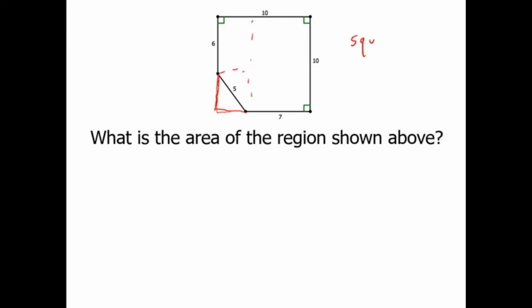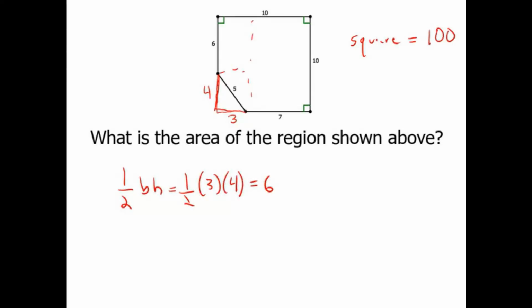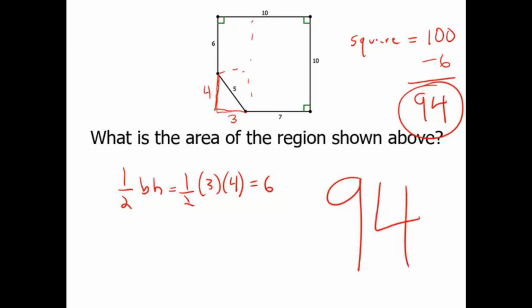So the square is 10 times 10, so the square has an area of 100. Well, what's this little area here? Well, this length is 10, this length is 6, so this is 4. Top is 10, bottom is 7, so this is 3. This is a 3, 4, 5 triangle. The area of a 3, 4, 5 triangle, 1/2 base times height, 1/2 3 times 4, that's 6. And so we start with a square with an area of 100, and we subtract 6. And so the area of this figure is 94. And that is the answer, 94.